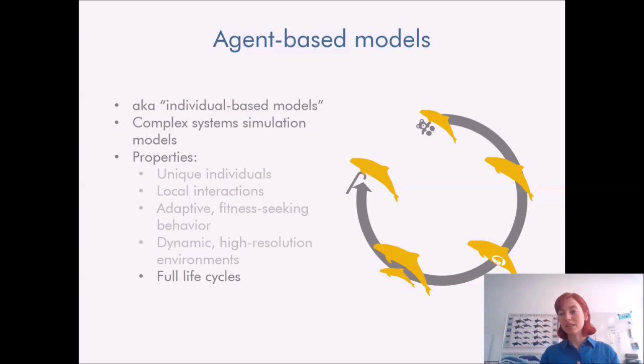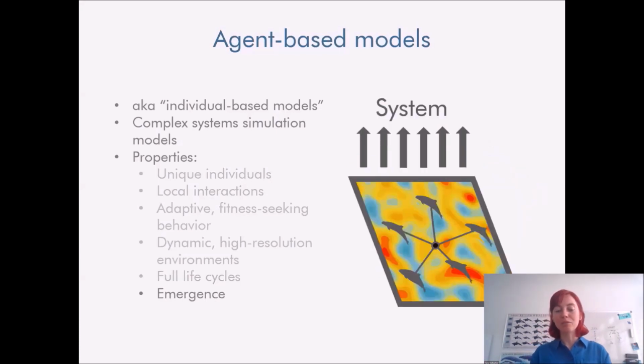Also, as these models proceed in discrete time steps, you can follow animals over their entire lifespan and then across multiple generations. And finally, they work on the concept of emergence. So it's all this individual-level behavior and interactions that are driving the system-level behavior, which then feeds back to influence the experiences of simulated animals.